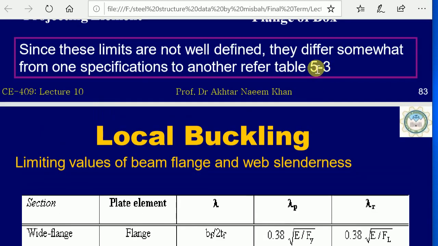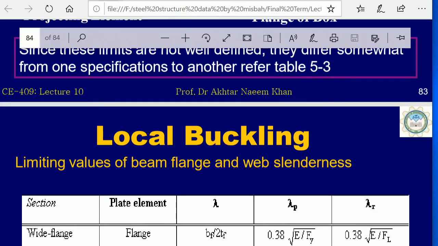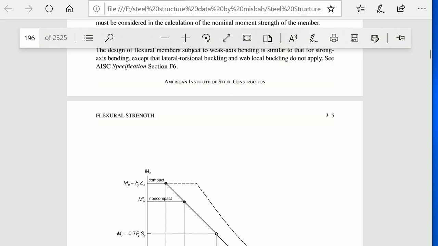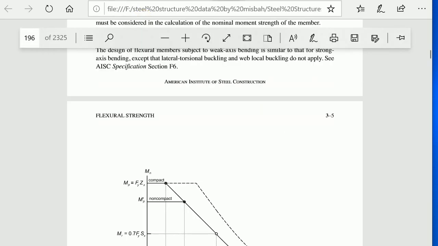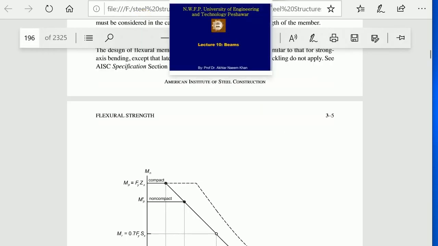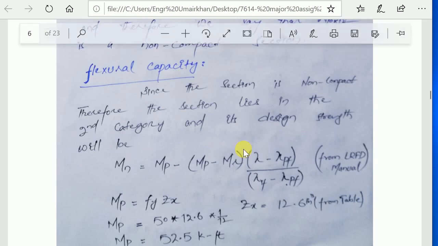Okay, so I will show you, inshallah, these formulas as well in my next lectures. Now let us turn toward the example. We have to satisfy W10 for compact section criteria and design flexural criteria.